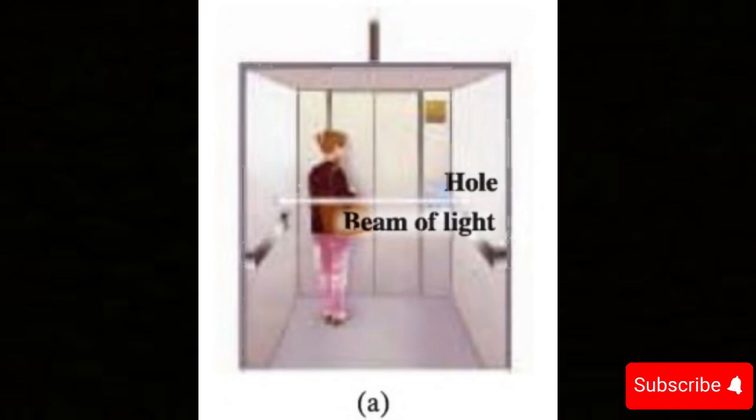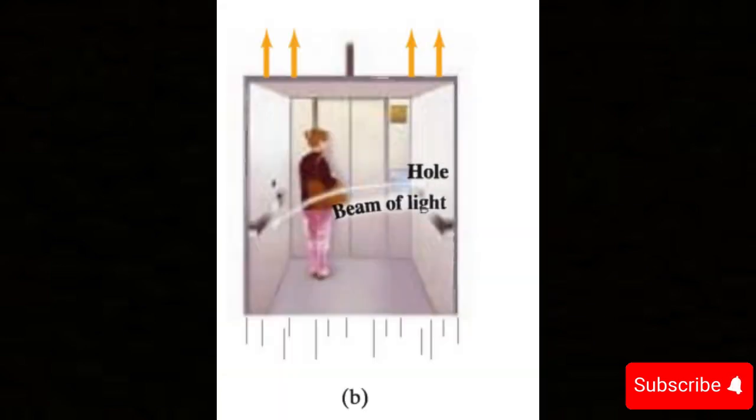of a massive object. If a light beam enters a hole in the side of the elevator, the beam travels straight across the elevator and makes a spot on the opposite side if the elevator is at rest, as shown in figure A. If the elevator is accelerating upward, as is shown in figure B, the light beam still travels straight as observed in the original reference frame at rest. In the upwardly accelerating elevator, however, the beam is observed to curve downward.